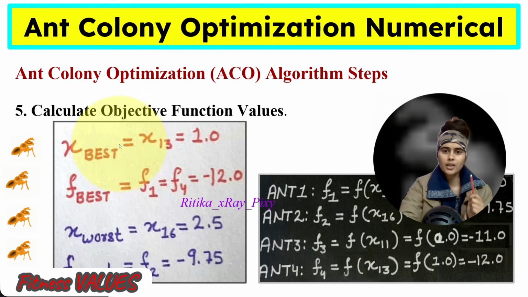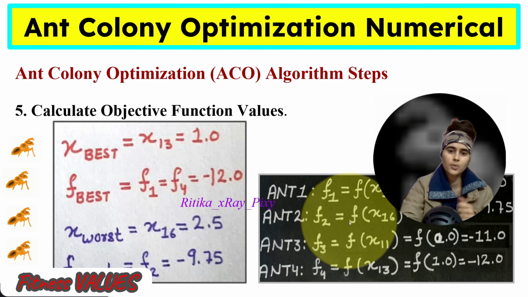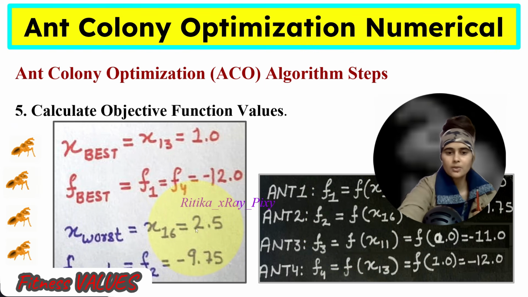Now we will select the best and the worst. Among all, you can see the best position is again the third path x13, value 1.0, and in this iteration 2 ants selected 1 best path. So we have f1, f4 is minus 12.0. And the worst case we have here for the second ant, x16, which is again the worst solution, 2.5, and the fitness value for this is minus 9.75.